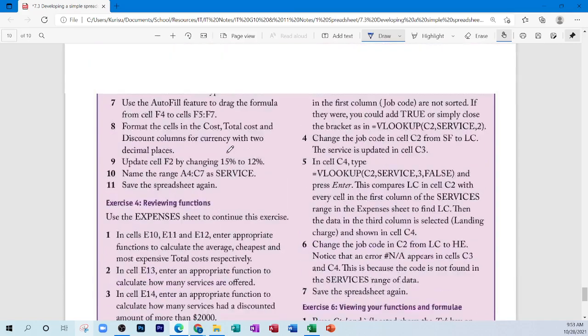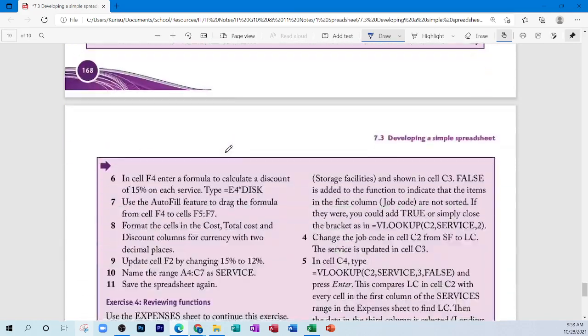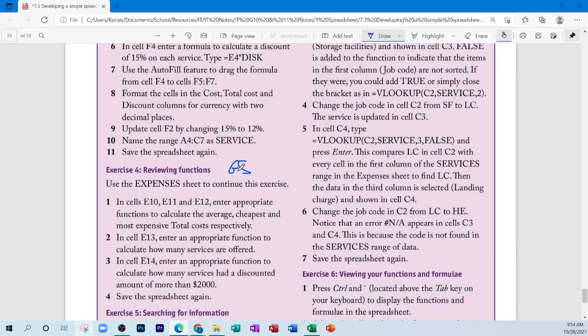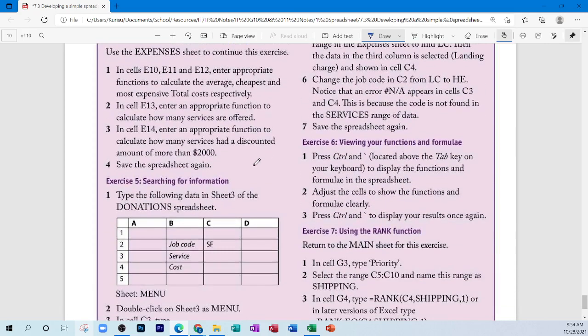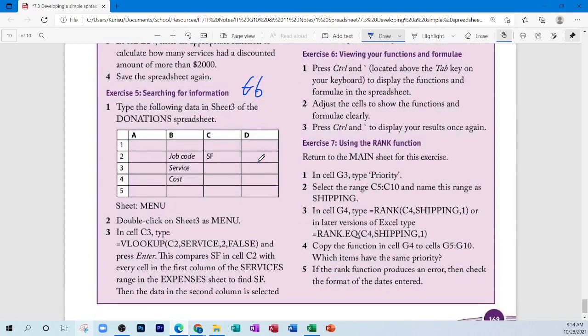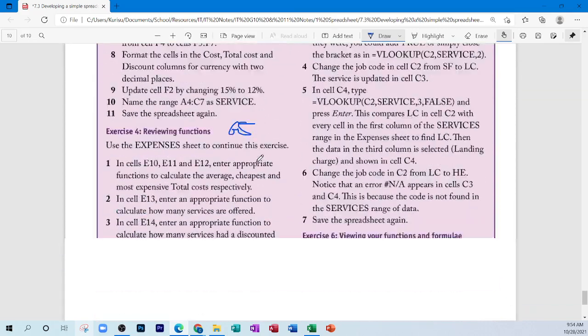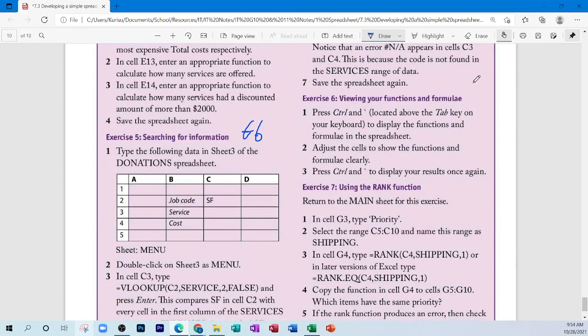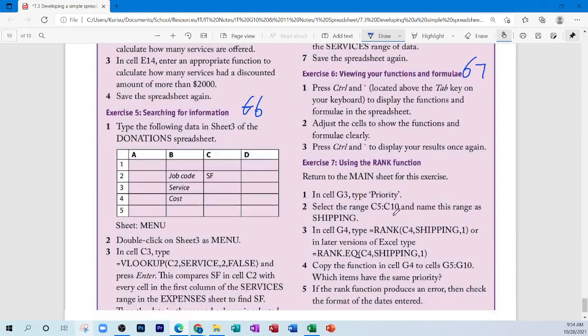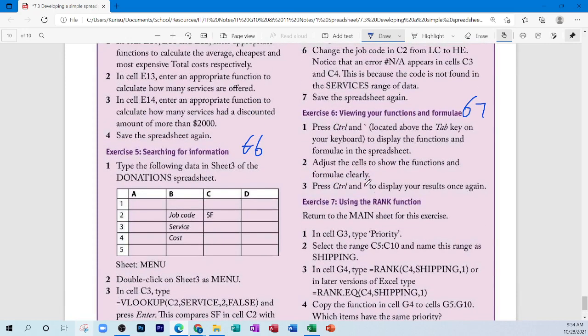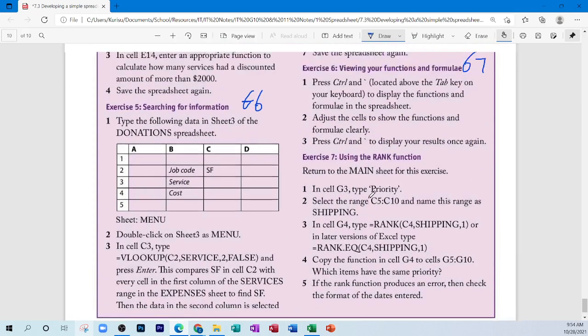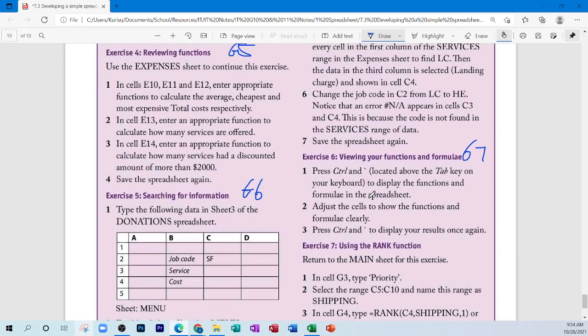Group 5, that'd be group 5. Yeah, group 5 is going to do exercise 4. Group 6 is going to do exercise 5. And then group 7 is going to do the remaining exercises, 6 and 7. So 7 groups will have presented next week, Tuesday.